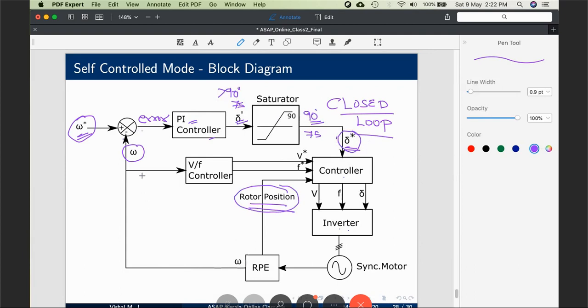Now the same speed is used as the feedback. As I said, the speed is sensed, the frequency is extracted, and that is used as the frequency command to the V by F controller. Once we know the frequency, we can find V so that V by F remains constant. So we have your frequency command, your voltage command, as well as your delta command.